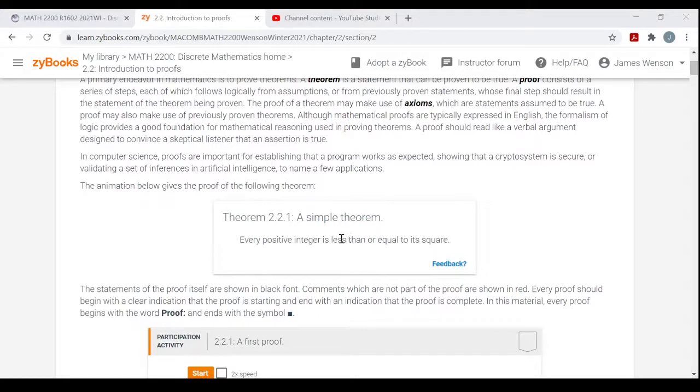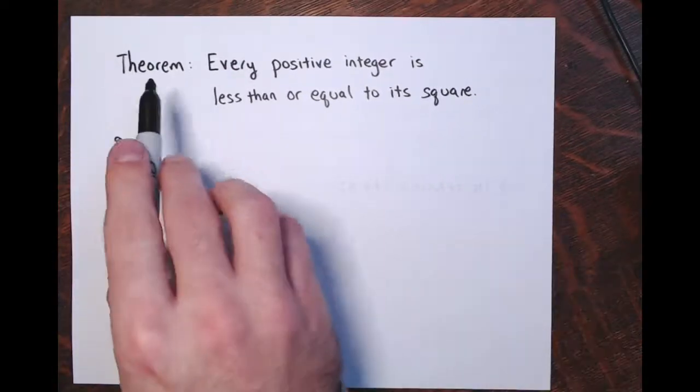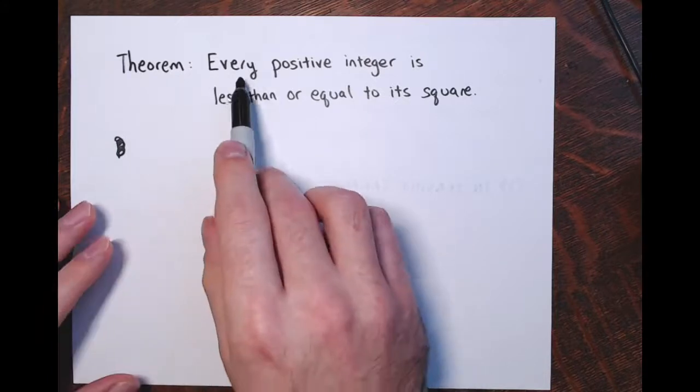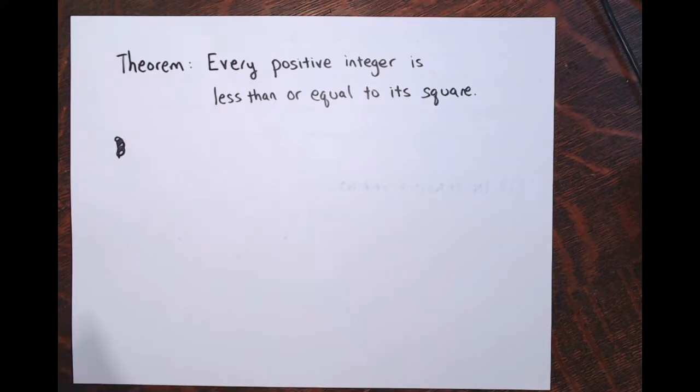So here's a theorem. Now I'm going to write out a proof for this theorem on a piece of paper to show you what I would be expecting to see in a formal proof of a statement. So they're calling it a simple theorem here, Theorem 2.2.1: Every positive integer is less than or equal to its square. Okay, so I've started off, I've written the theorem. That says every positive integer is less than or equal to its square.